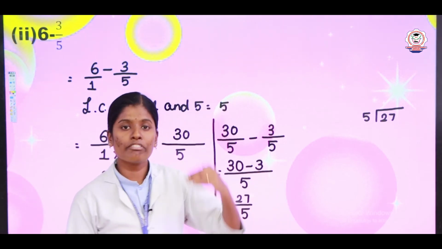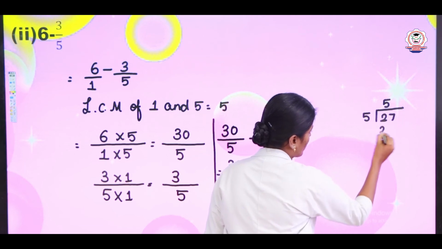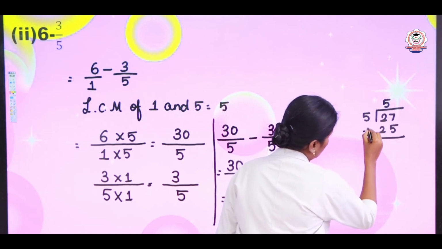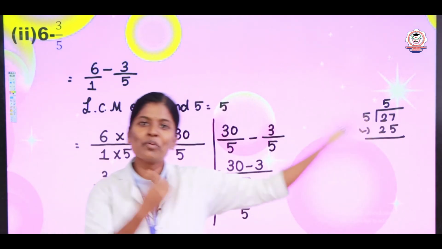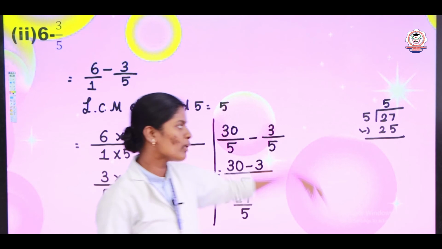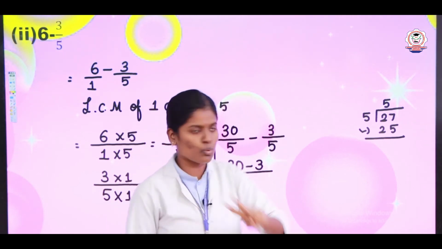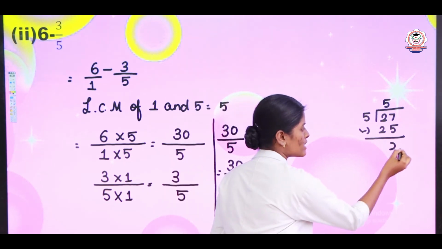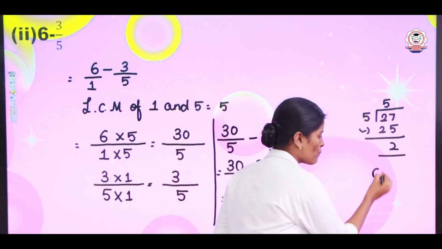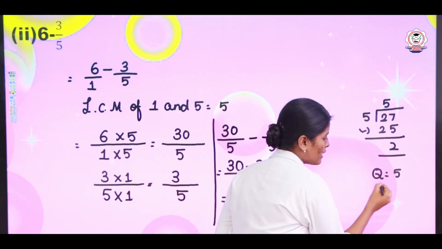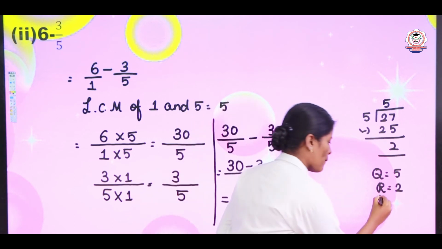So here you will take 5 5s are 25. Now we are going to subtract this. While subtracting, first you will take the ones place value, then the tens place value. Here the ones place values are 7 and 5. 7 minus 5, the answer is 2. And then 2 minus 2, the answer is 0. Now you will see this. Here the quotient value is 5. The remainder value is 2. Then the divisor value is 5.